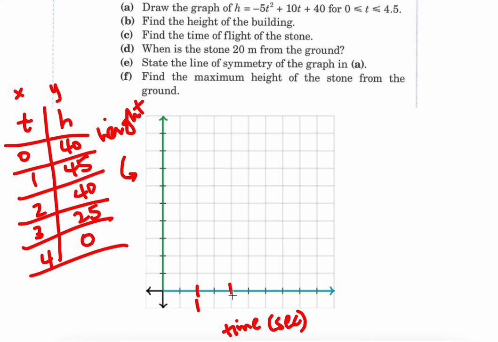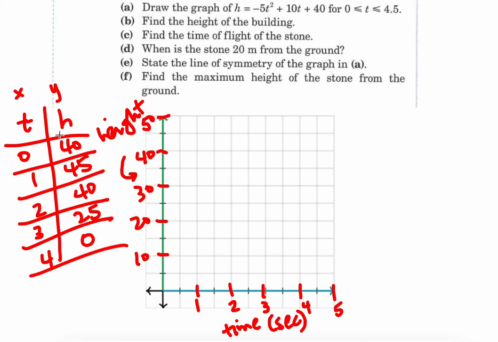So 1, 2, 3, 4, 5. For my height, it needs to go as high up as 45. 10, 20, 30, 40. Yeah, let's go by 5s. 10, 20, 30, 40, and 50.